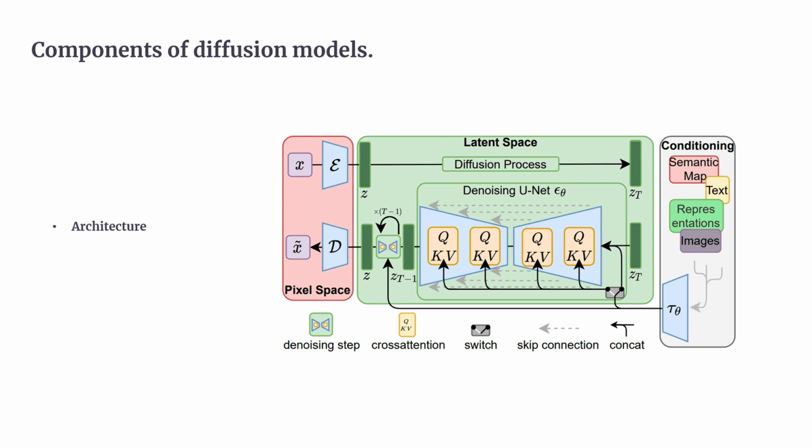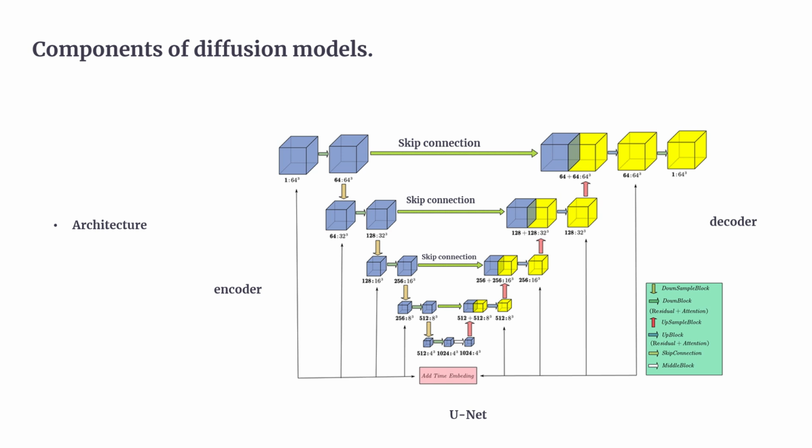Third, architecture. The architecture of these models is quite sophisticated. Here's how it generally works. 1. U-Net backbone. A U-Net architecture is typically used, which has 2 main parts. Encoder path. This part downsamples the data. Decoder path. This part upsamples the data. Skip connections. These connect layers from the encoder to the decoder to improve the flow of information.